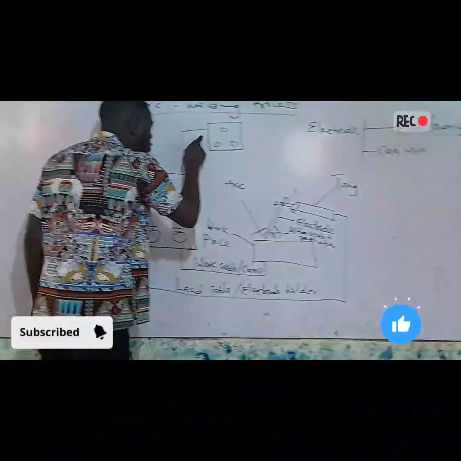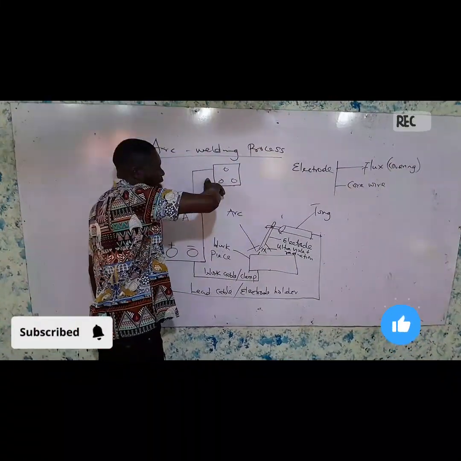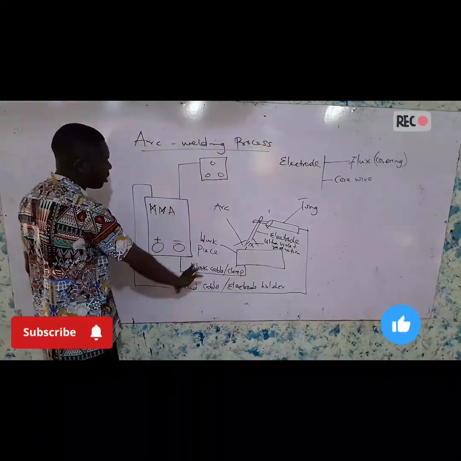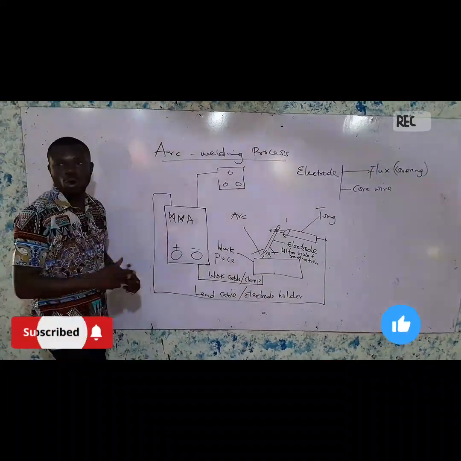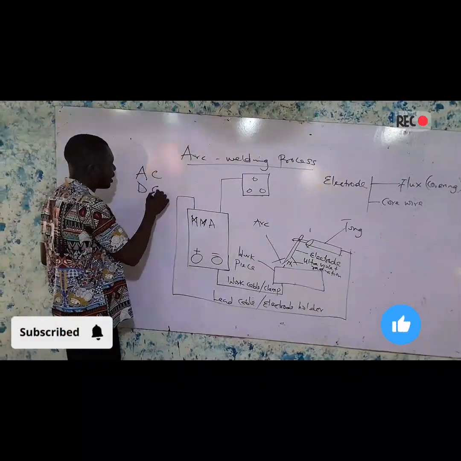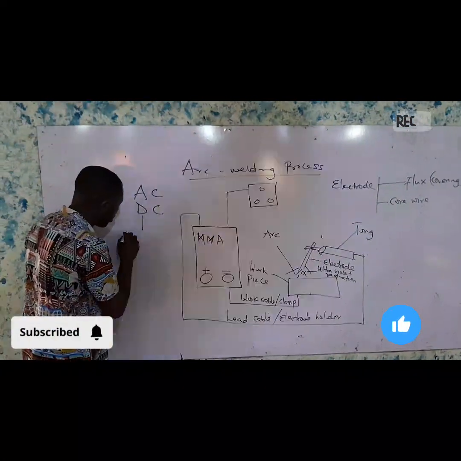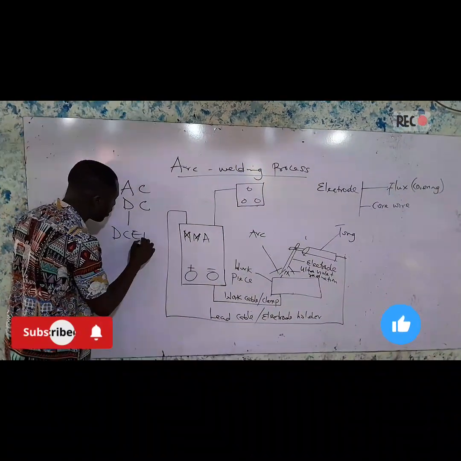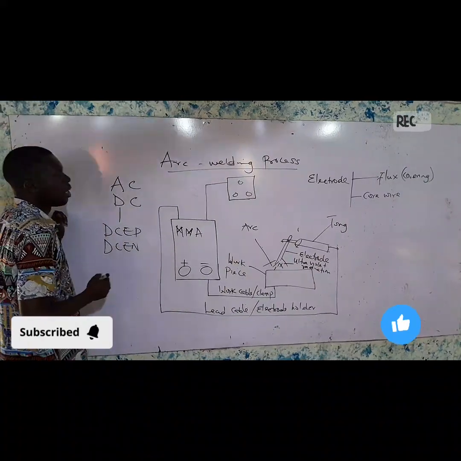The source of the heat is from electricity. So this is how it works. But then, we have two types of current: the alternating current and the direct current. And in welding, we have two types of the direct current: DCEP and DCEN. We'll talk about this in one of our videos.